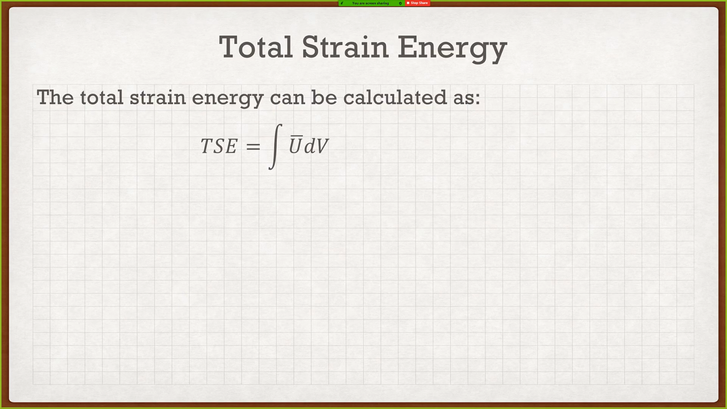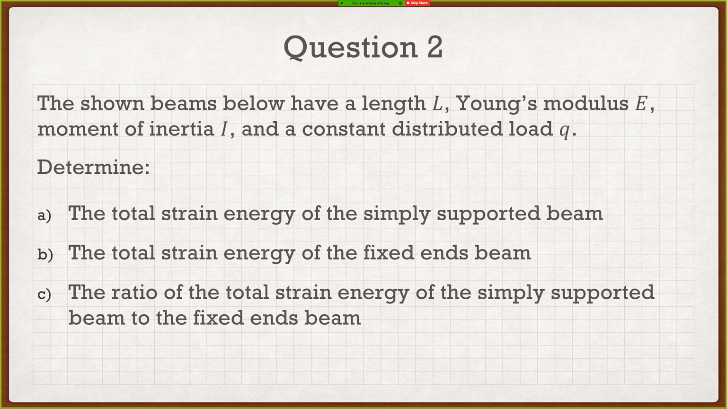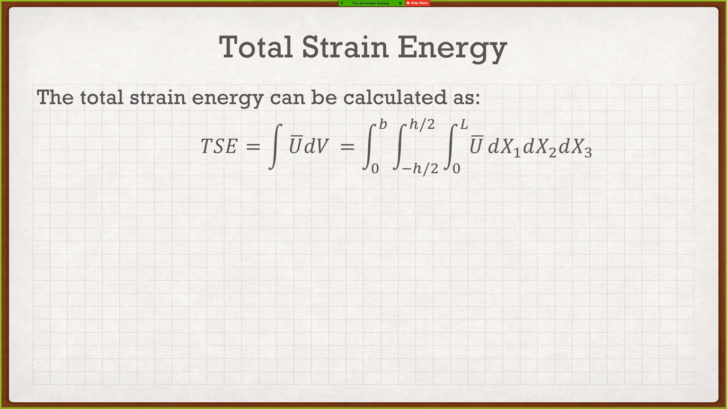As we know, the total strain energy can be calculated as the integral of the strain energy density function over the volume. And the first thing I like to say is, over the volume, well, that kind of sucks. I don't like integrating over a volume. I like integrating over lengths. So what we can do, oops, let me press back, is simplify this formula as a triple integral.